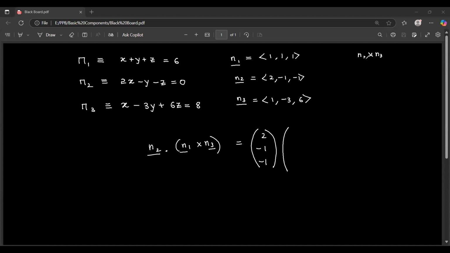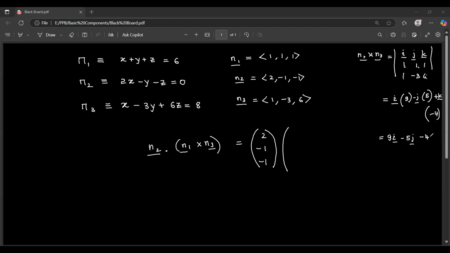N1 cross N3 is equal to the determinant of i, j, k, 1, 1, 1, and then we have 1, minus 3, 6. So that is equal to i into 1 into 6 is 6, 6 minus 3 is plus 3, so it is 9, minus j into 1 into 6 is 6, 6 minus 1 is 5, so 5, plus k into 1 into minus 3, minus 3, minus 1, minus 4. So the answer is 9i minus 5j minus 4k.